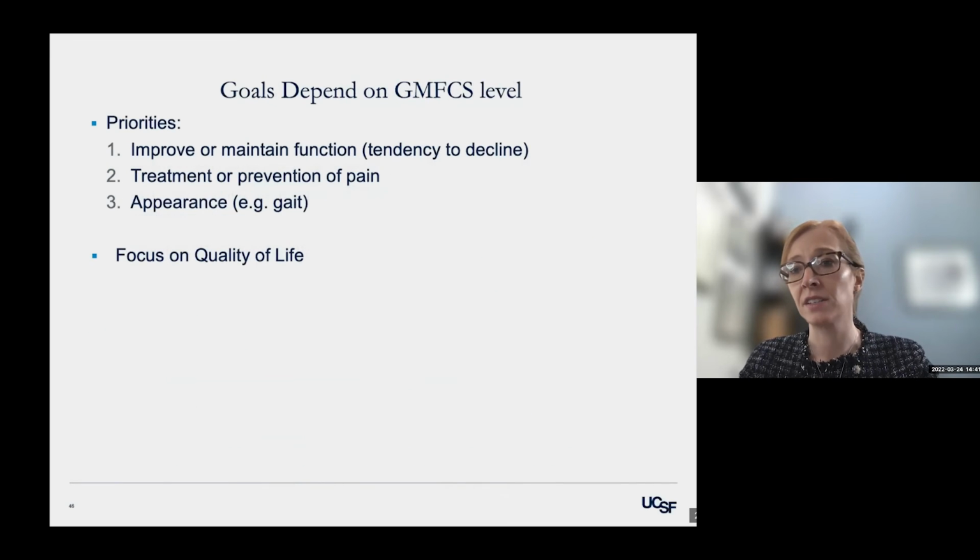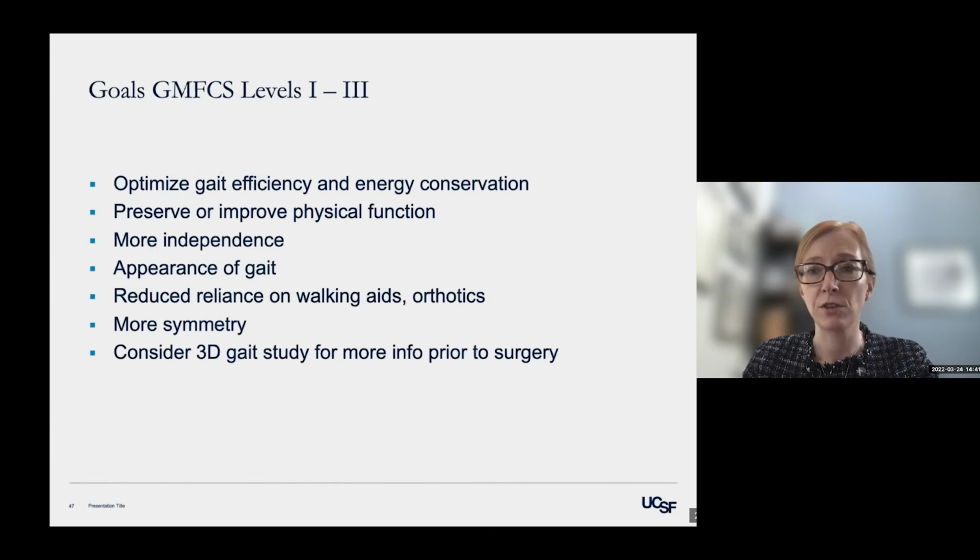And our goals depend to some extent on their GMFCS level. So we want to improve and maintain their function and decrease the tendency to decline. We want to prevent or treat pain, and to some extent even help the appearance, for example, the appearance of their gait, and really focus on their quality of life. So for a GMFCS level 1 through 3 child, we want to optimize their gait efficiency, their energy conservation. As I said, with knee flexion contractures and a crouch gait, that makes it very exhausting to stay on your feet.